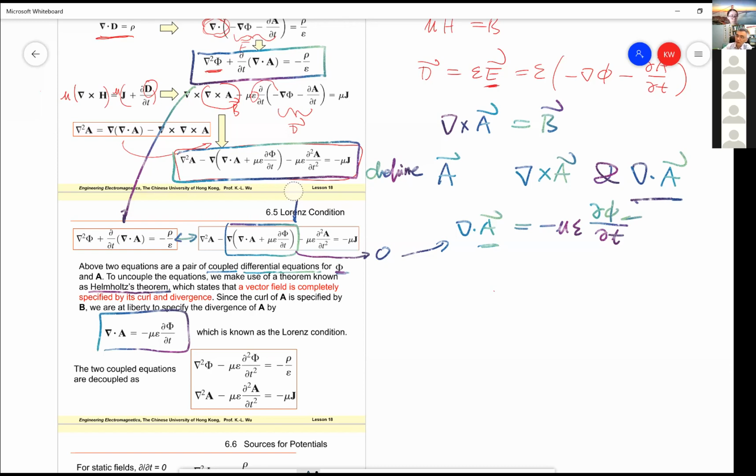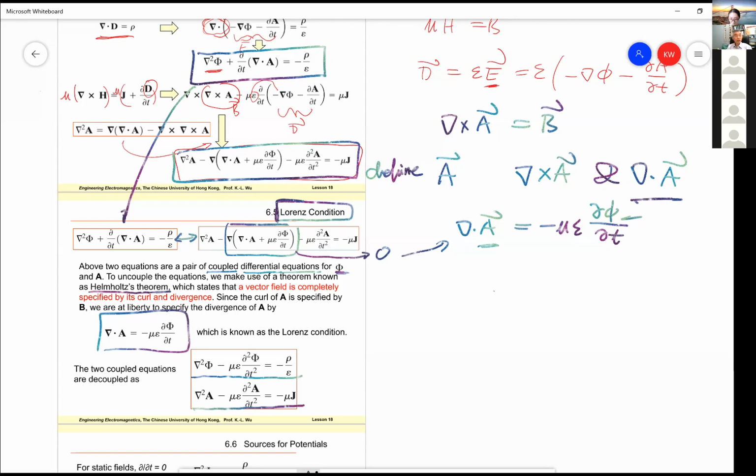This is a very famous condition we call the Lorentz condition. Okay, we call it the Lorentz condition. This is a constraint. Everything has its own constraint, right? Then the 2 decoupled equations, for phi and A.